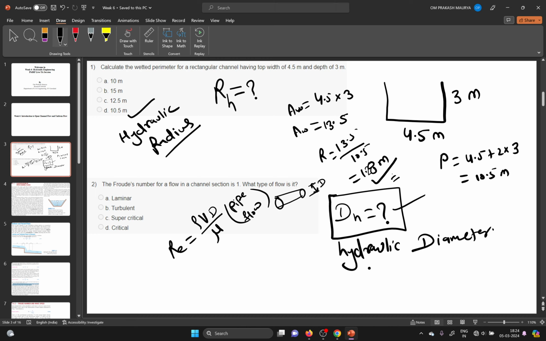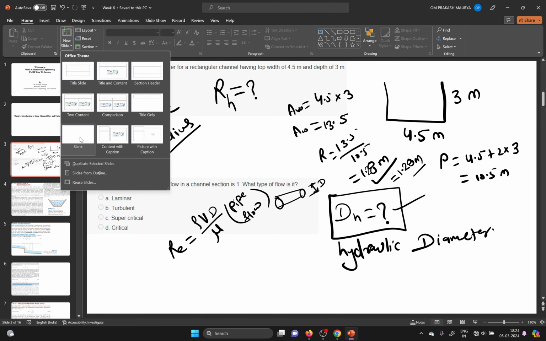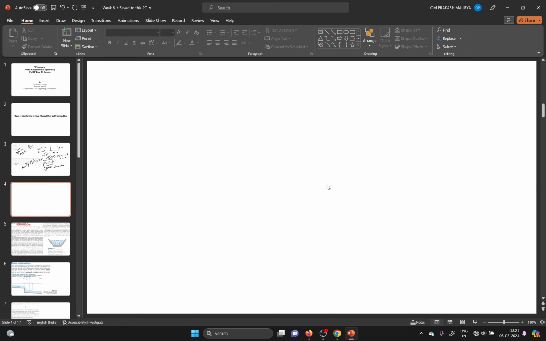But are you calculating the hydraulic diameter? No, sir. Okay, let me tell the formula and all. This is a very unique concept. Now I want to go to the next slide, a new slide. Okay, one blank slide is here. So what is actually hydraulic diameter? Let me go from the very basic.